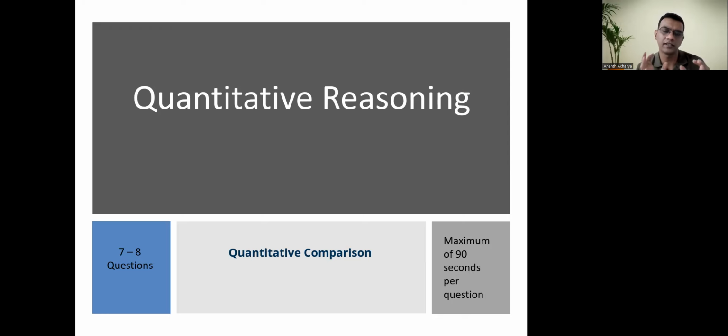You will typically find 7 to 8 questions under quantitative comparison in every section, and if you have done good practice, then you should be able to solve each question in 60 to 90 seconds. This is an average timing, because some questions can be done within 20 to 30 seconds, and some might take almost up to 120 seconds. So on average, you can look at a 60 to 90 second per question time span.